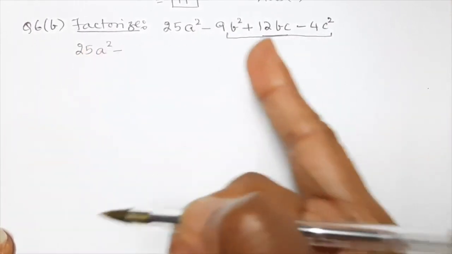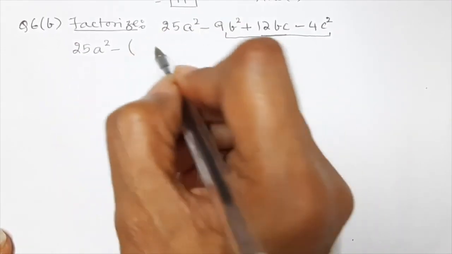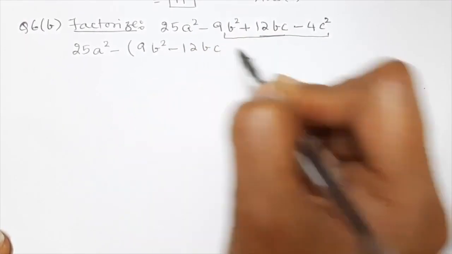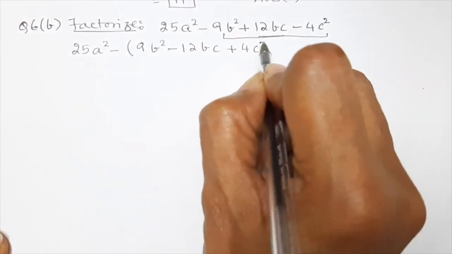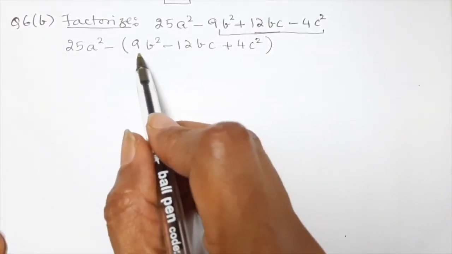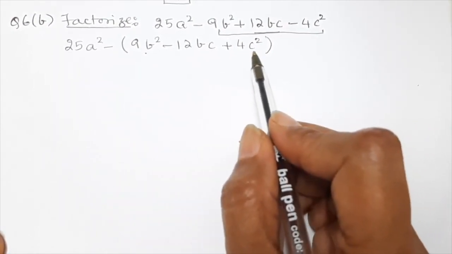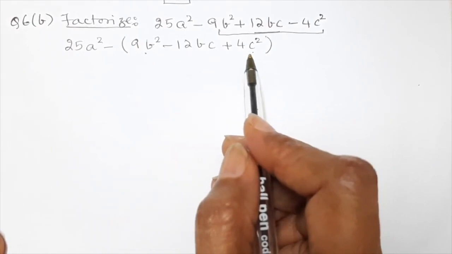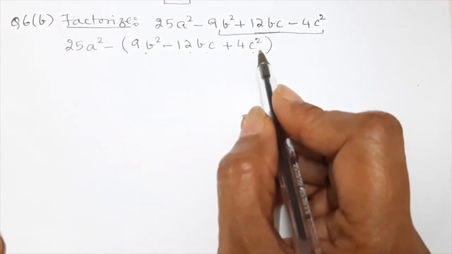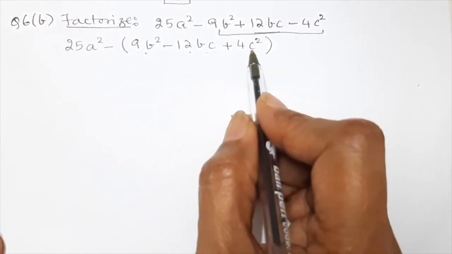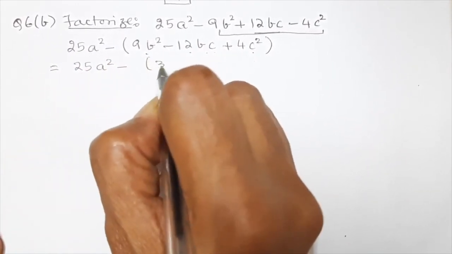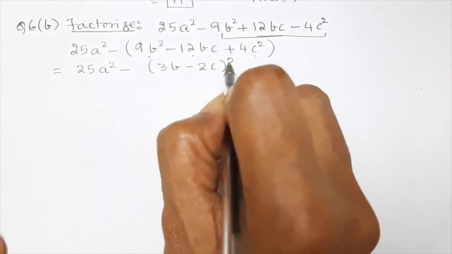25a square minus, we will take out this minus sign common, it will be 9b square inside the bracket minus 12bc, and this becomes plus 4c square. Now check, the middle term should be 2ab. Here the value of a is 3b, here the value of b is 2c. So if you multiply them and double it, 2ab comes out to be 12bc, and so this is a perfect square of 3b minus 2c. So we will write it as 25a squared minus 3b minus 2c whole square.